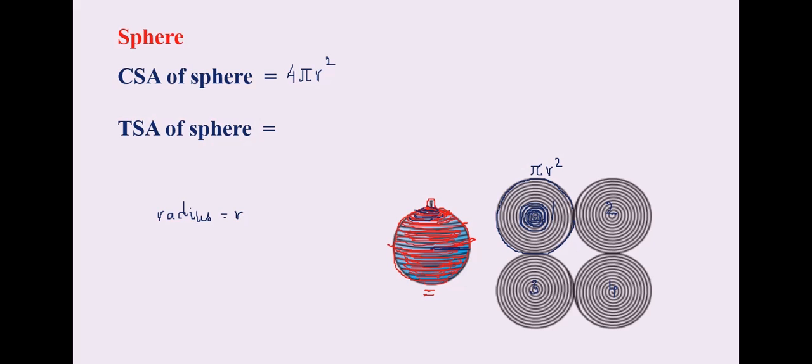Now what about the total surface area? If you look at the sphere, there are no flat surfaces. All you have is curved surface. So the total surface area of a sphere is also 4 pi r square. So the curved surface area and the total surface area of the sphere is the same.